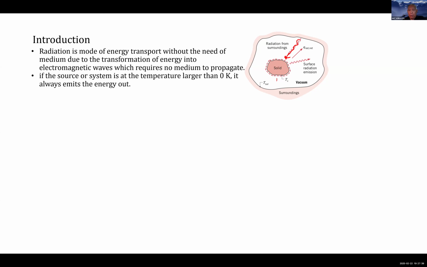The average temperature of the surrounding is Tsur. The average temperature of the solid or the surface that you choose as a system is Ts. In this case, if Ts is greater than Tsur, the net radiation will be out. That's why I use the symbol Q radiation, comma, net, meaning going out minus coming in. If Q net is in this direction, this surface is losing heat, losing energy.